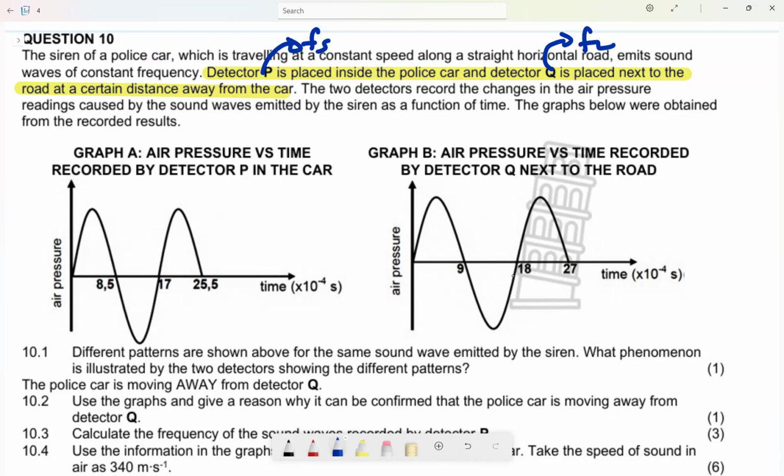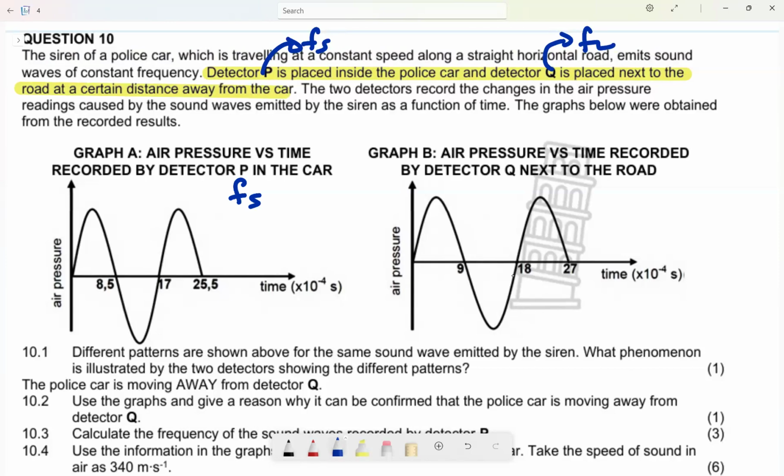The two detectors recorded a change in the air pressure reading caused by the sound waves emitted by the siren as a function of time. The graphs below were obtained from the results. Graph A, air pressure versus time recorded by P. Remember this one? Recorded by P will tell us about the what? The frequency of the sound. Because detector P is inside the car. So if the car emits the sound like that, detector P will hear the same frequency. The frequency will not have different intensity as compared to this one, okay?